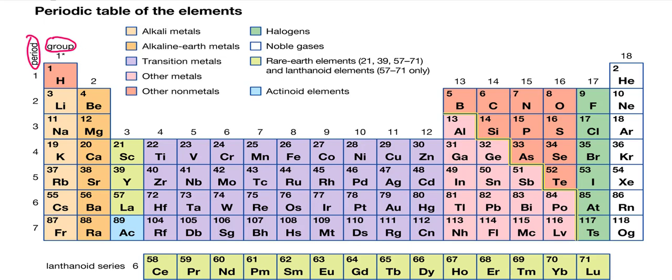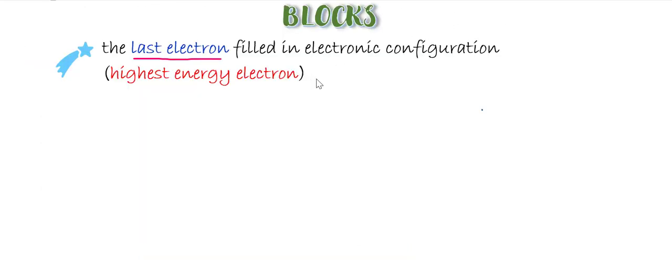So to classify the elements in the periodic table, do we need to memorize all the elements in the periodic table? No, it is not like that. The easiest way to do so is by having a look at the electronic configuration of each element. So no need to memorize the periodic table actually.